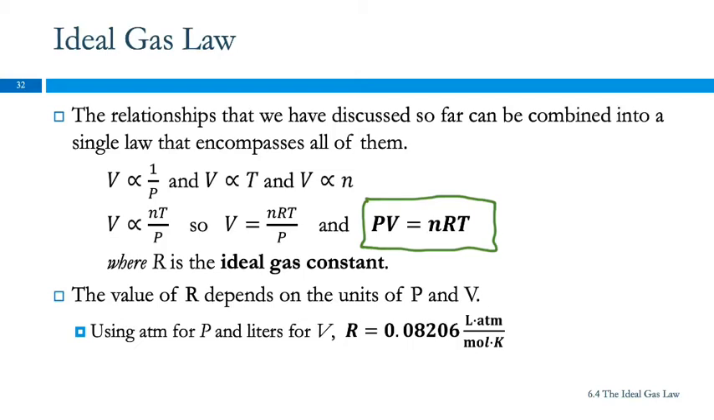So this constant can be expressed with different units. The value of it depends on what units are being used. What we're going to use almost all the time is 0.08206 liter atmospheres per mole Kelvin. And that's using atmospheres for pressure and liters for volume. These units look really messy, but these are the units of the other things. N is moles, T is in Kelvin, volume is in liters, P is in atmospheres. And so units like this on the ideal gas constant cause all the other units to cancel out.